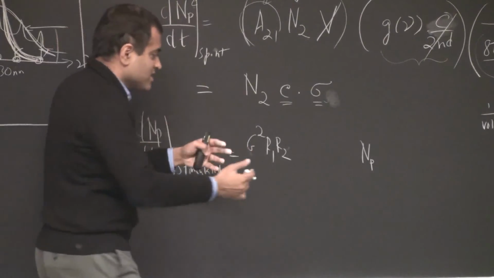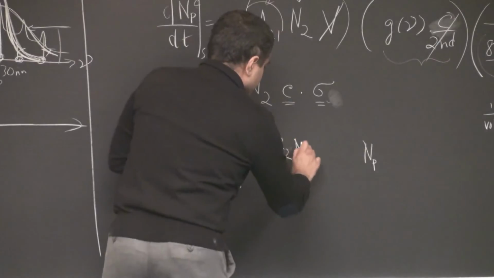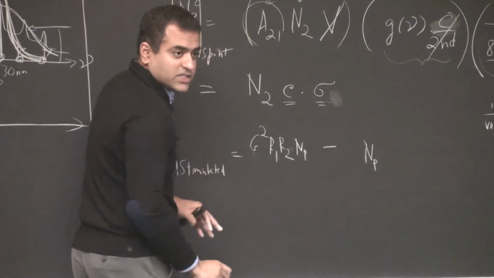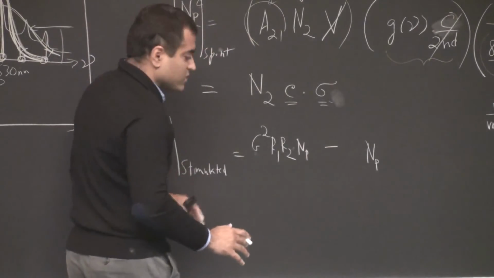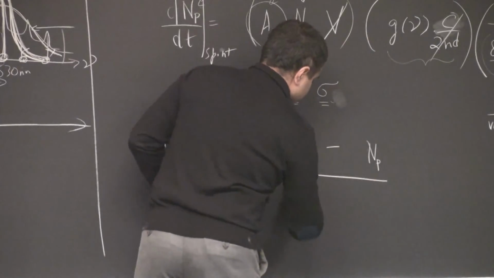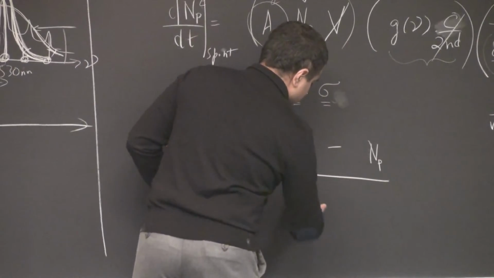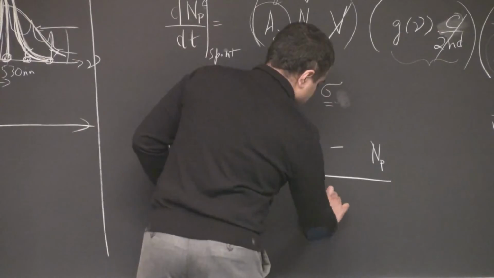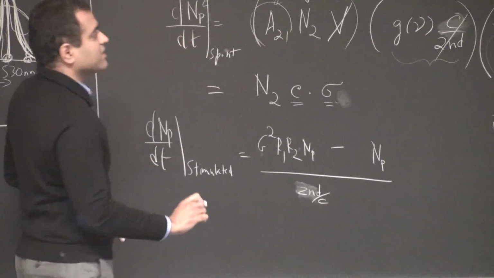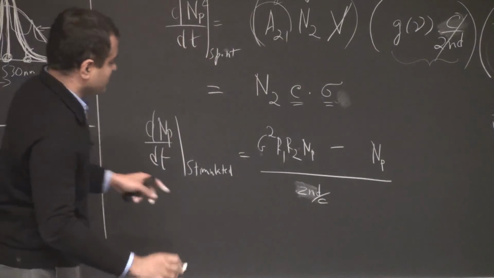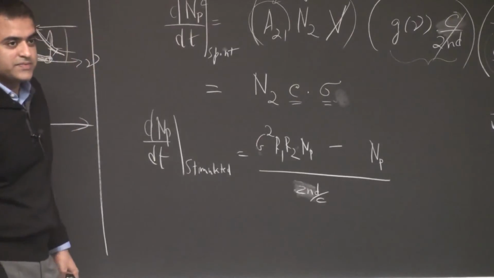Then what's the change? You started with NP, so NP minus that. That's really the change, right? In the number of photons. And how much time did it take? Well, that we are pretty clear now. 2ND over C. Is that right? Did I write that? Yeah, that's the time it took you, right?